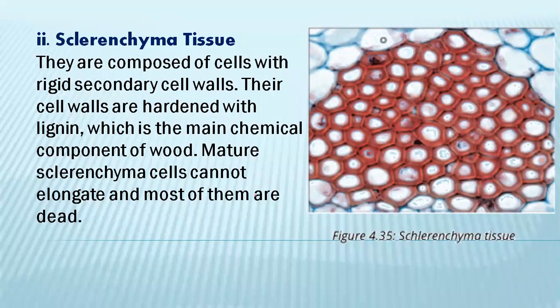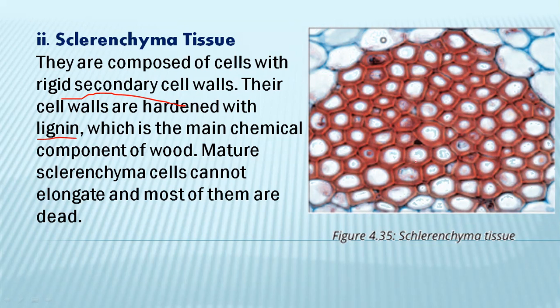Then we are having sclerenchyma tissues. Sclerenchyma tissues are composed of cells which are having rigid secondary cell walls. Parenchyma also has walls, but from the diagram you can see that these have a very rigid structure and hardened wall. Why are they hardened? Because they are made up of secondary cell wall, and the secondary cell wall is made up of which substance? Yes, it is made up of lignin, which is the main chemical component of wood.